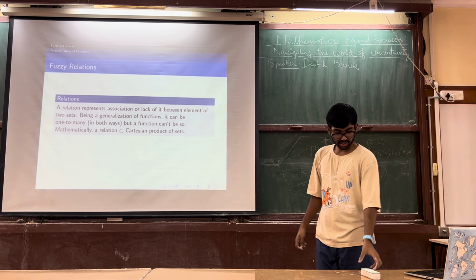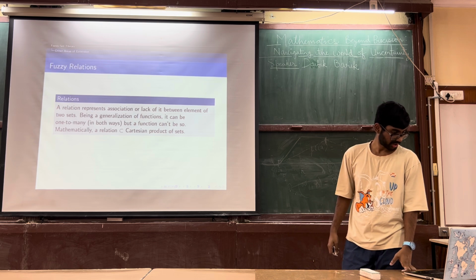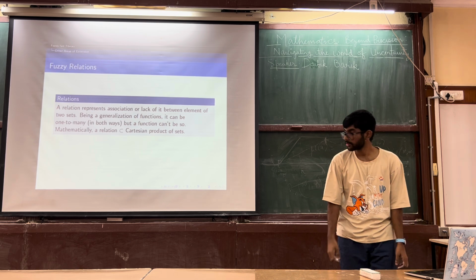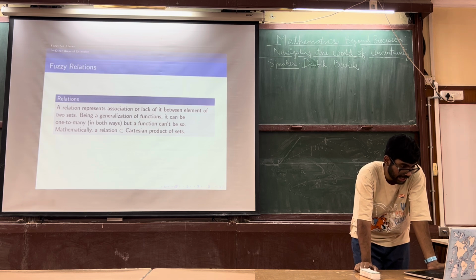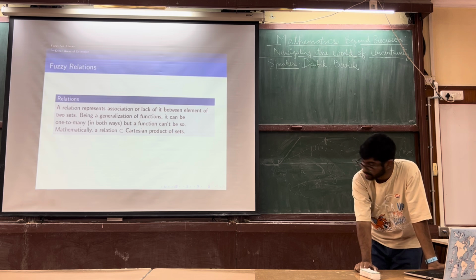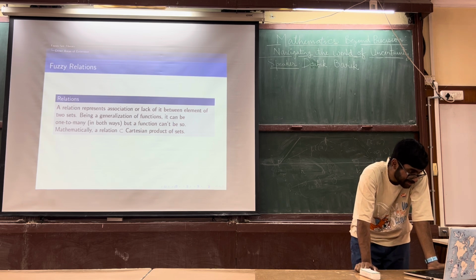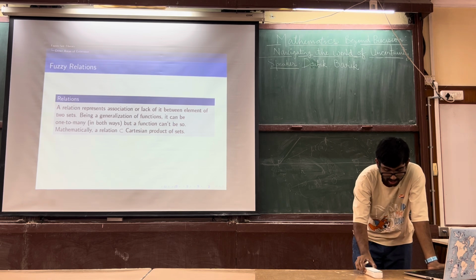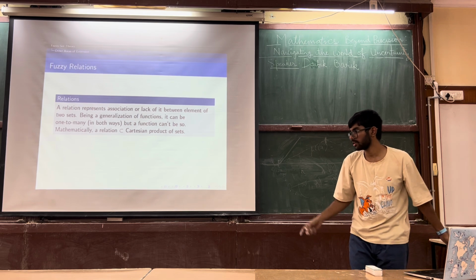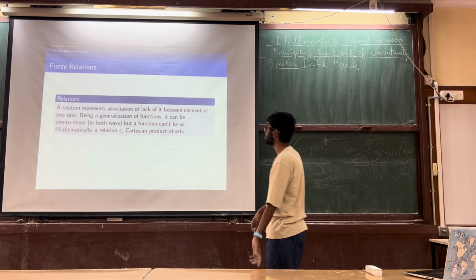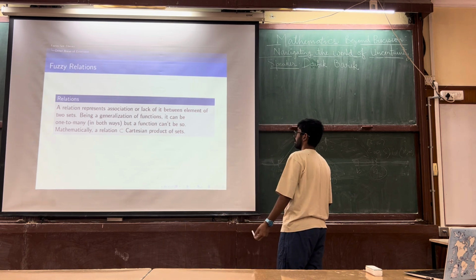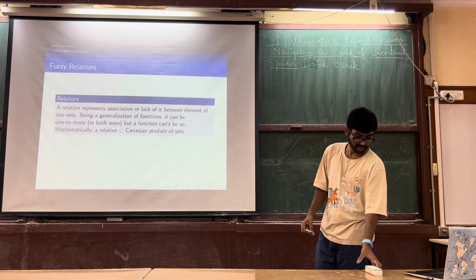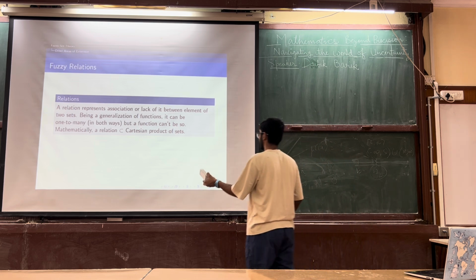You can generalize the definition to fuzzy relations, and for this we need to revise the relation. A relation represents association or lack of it between elements of two sets. The difference between relations and functions is that there can be one to many relations, but there cannot be one to many functions, and mathematically it is basically a subset of the Cartesian product of sets.